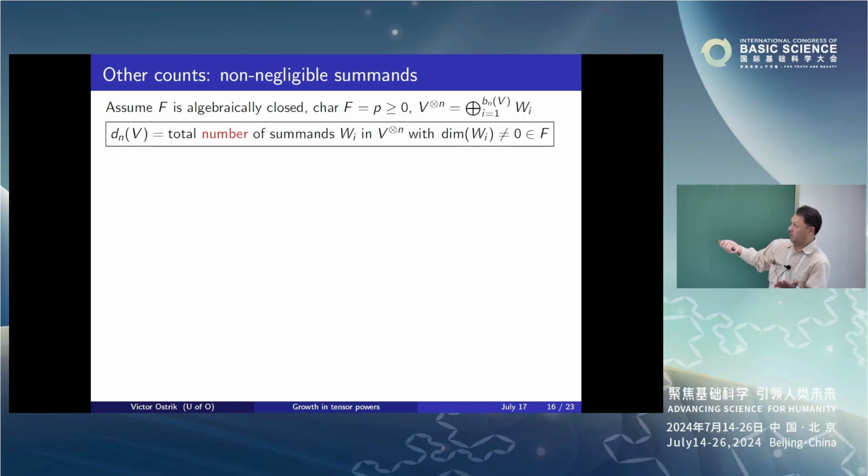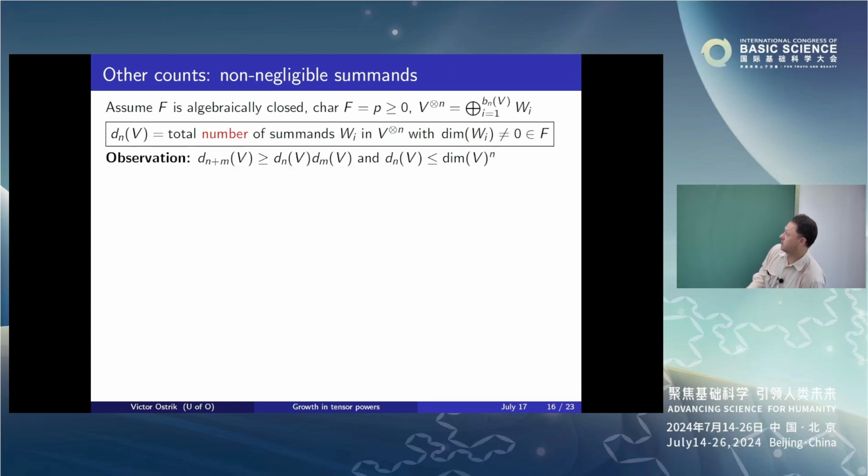So in other words, if my base field is of characteristic p, I don't want the dimension of my summand to be divisible by p. If it is divisible by p, I don't like it. If it is not divisible by p, I like it. So maybe it sounds like a strange choice, but hopefully I will justify that it's an interesting choice.